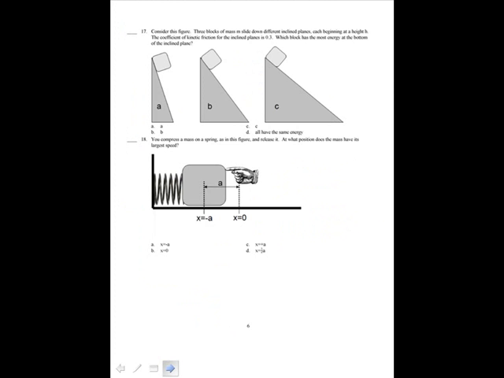Three blocks of mass m slide down different inclined planes, each beginning at a height h. The coefficient of kinetic friction for the inclined planes is 0.3. Which block has the most energy at the bottom?